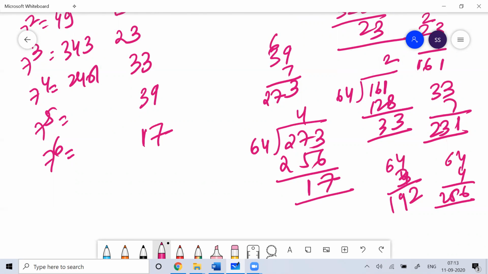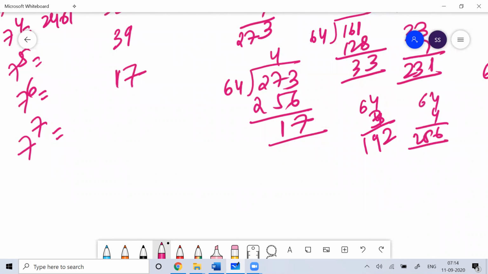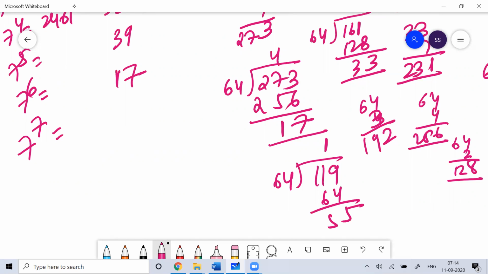The remainder is 17. 7 to the power 7: 17 sevens are 119. 119 divided by 64: 64 twos are 128, which is too big, so 64 ones are 64. The remainder is 55.